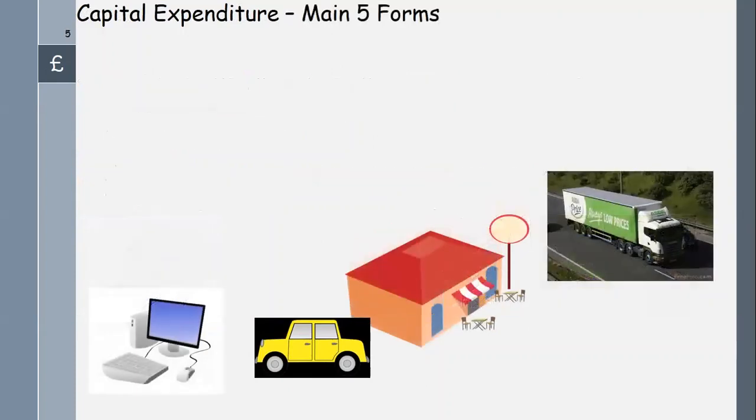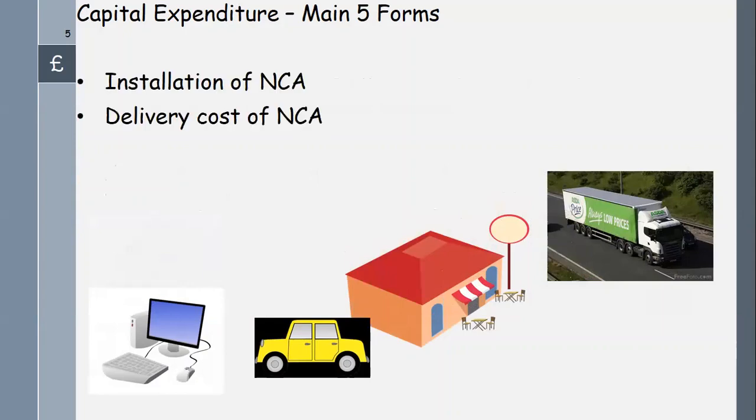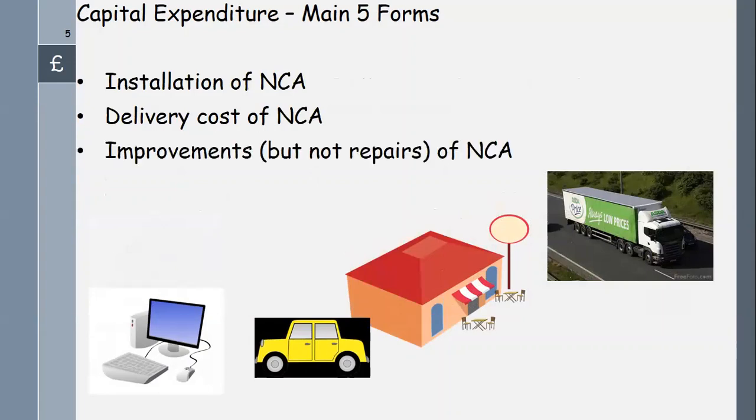Now there are 5 main forms, so I remember it as the phrase I dial. The first one, installation of a non-current asset, delivery cost of a non-current asset, improvements of non-current assets. By improvements, that doesn't mean repairs. If something's broken, that's a repair. Whereas if you want to do an extension to something, that's an improvement. If you want to put your company logo on the van, that's an improvement. If you want to buy new software for a computer, that's an improvement, not a repair.